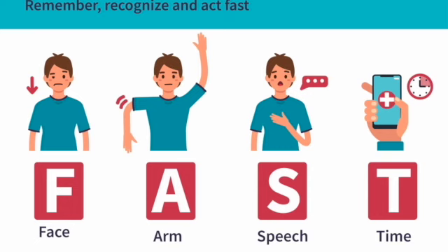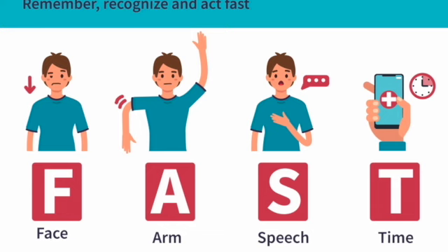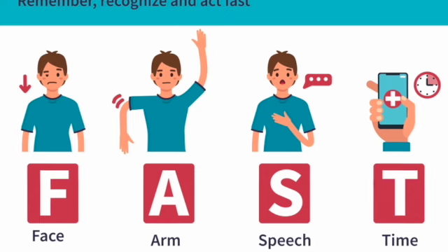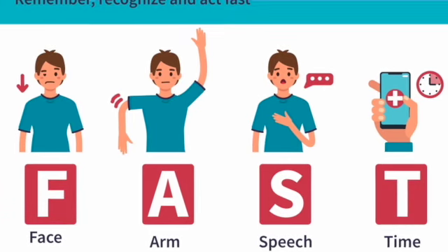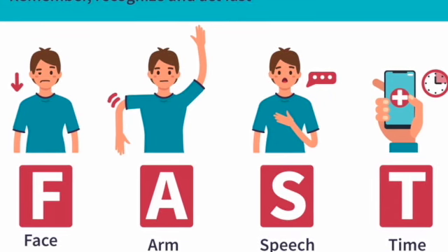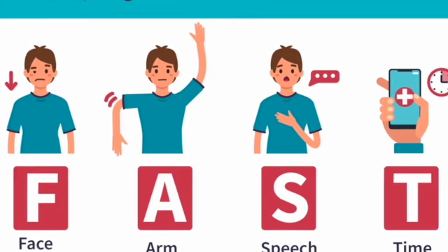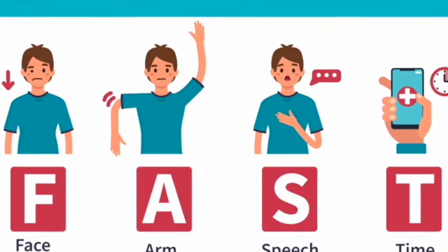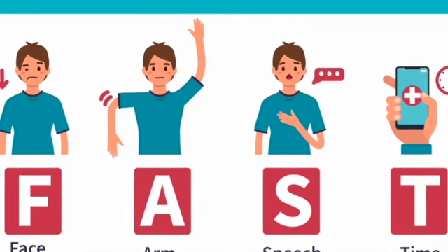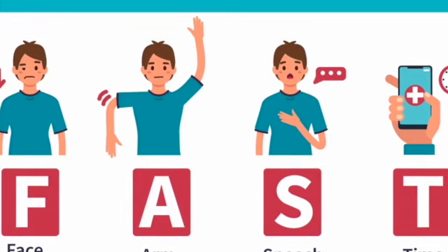Make sure to look out for the signs. Remember, FAST. F is for face. Droop on one side or both sides of the face from muscle weakness or paralysis. A is for arm. One-sided weakness when lifting up arms. S is for speech. The client may lose ability to speak, have slurred speech, or inability to find the correct words. T is for time. Time is crucial. Remember what time the symptoms started and relay to your healthcare provider or call 911.